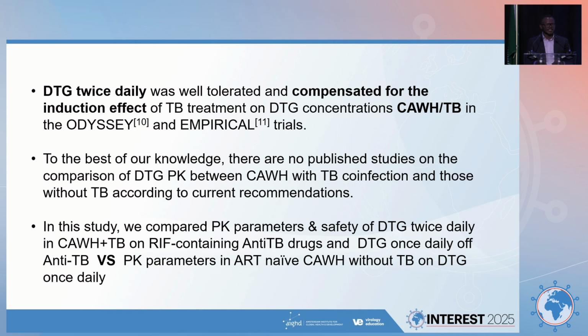And to the best of our knowledge, at the time of this study in 2021, there were no published studies on the comparison of DTG pharmacokinetics between children and adolescents with HIV with and without TB. So in this study, we compared the PK parameters and safety of dolutegravir twice daily in children and adolescents with HIV on rifampicin-containing anti-TB drugs, and then when they went off the rifampicin whilst they were on DTG once daily. And then we compared it to the PK parameters in those not on TB drugs.